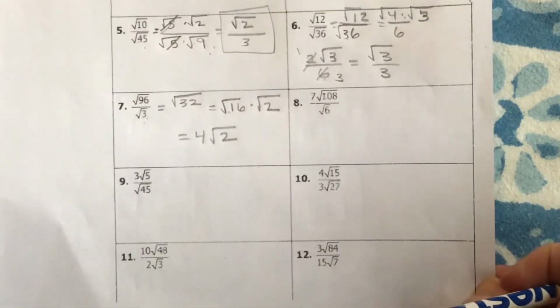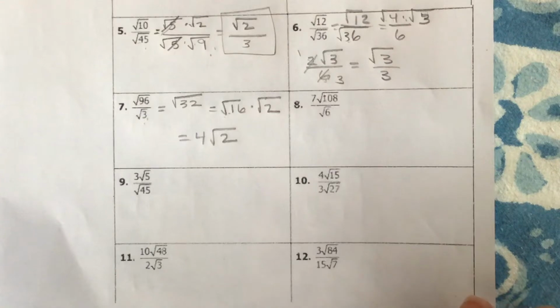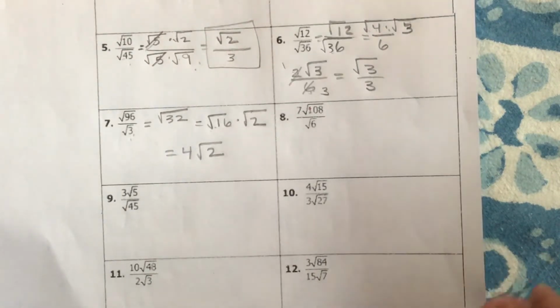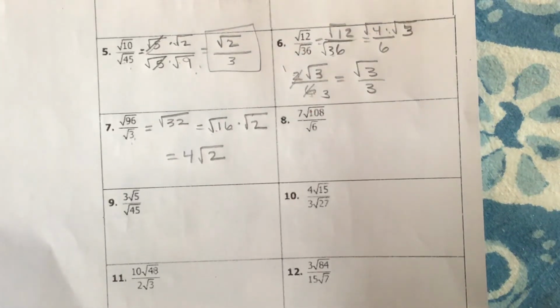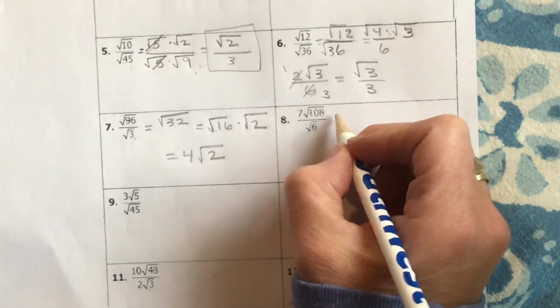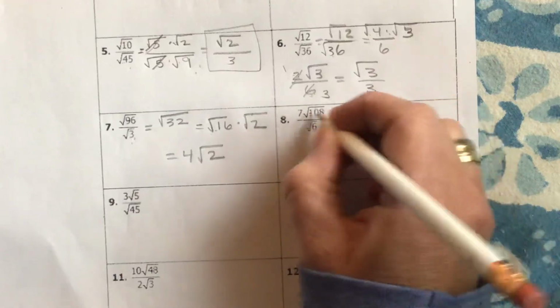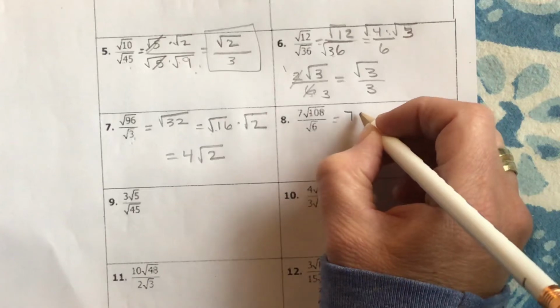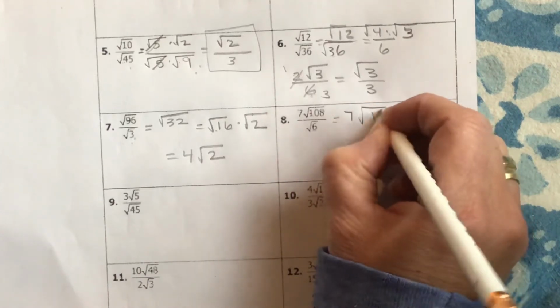I have 7 root 108, and I have the square root of 6 on the bottom. Okay, so, well, can I divide? What is 6 times 18? 108 divided by 6 is 18. So as long as they're both roots, I can divide them, okay? So I'm going to end up with 108 divided by root 6 is root 18.